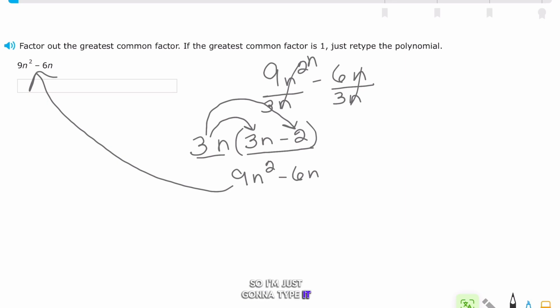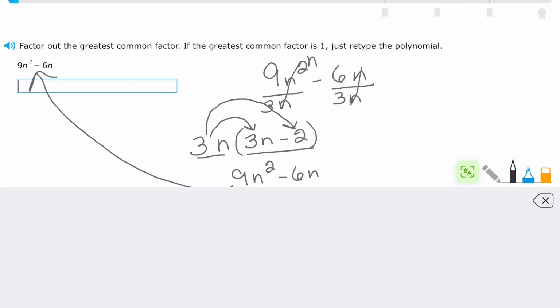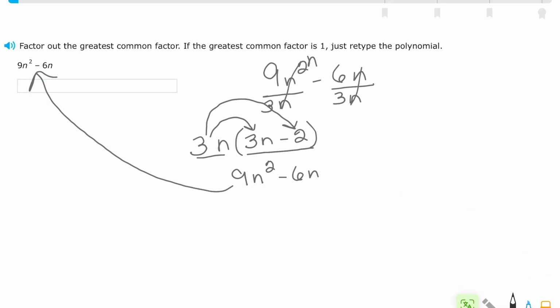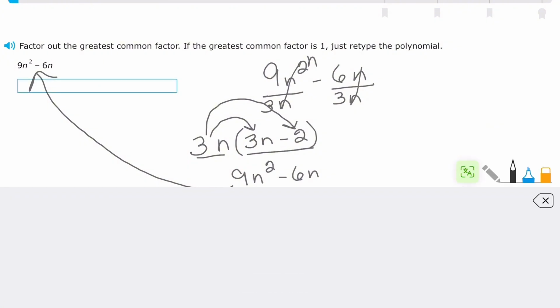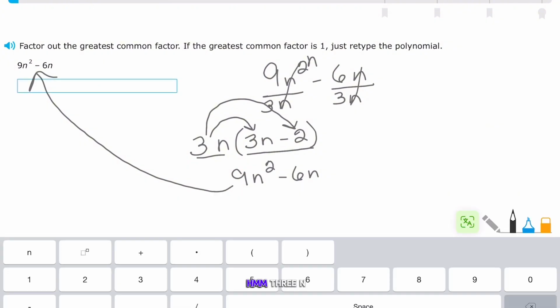So I'm just going to type it in here if it lets me. 3n times n, or 3n minus 2. And I'm going to erase. I'm going to move that out the way so that you can see. Okay? And submit.